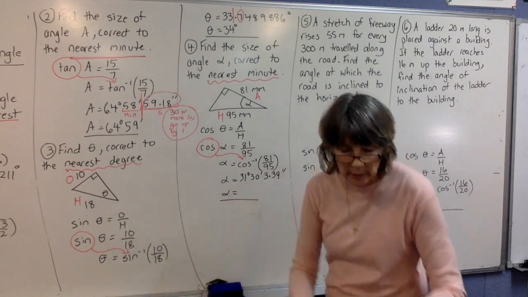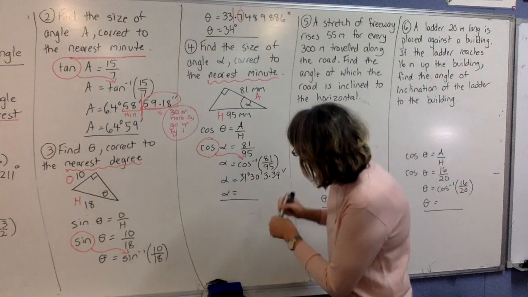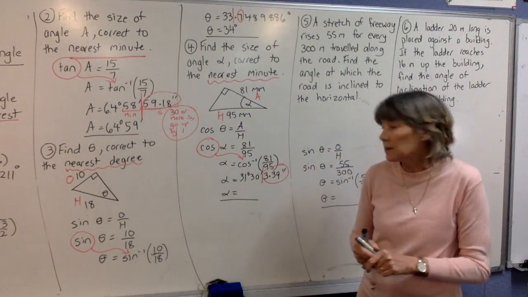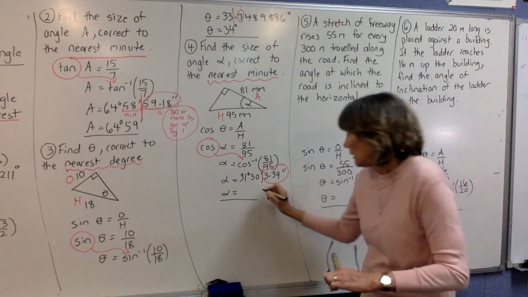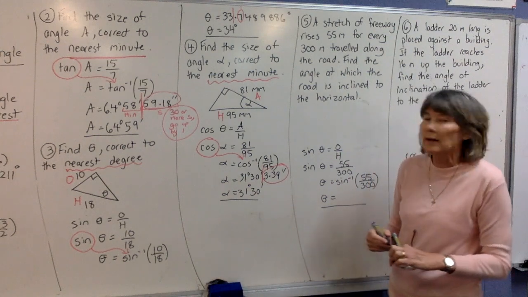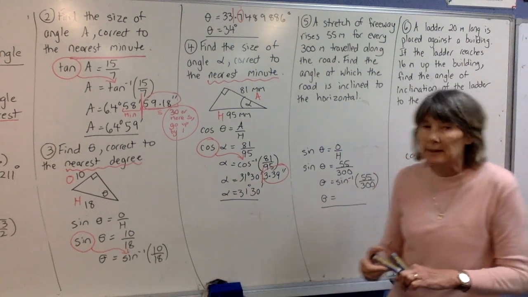Okay, so remember we're looking at the nearest minute. So we're rounding to here. This is less than 30 seconds, so that's going to stay. So we're going to stay with our minutes, and obviously keep our degrees, and that's your answer: 31 degrees, 30 minutes.